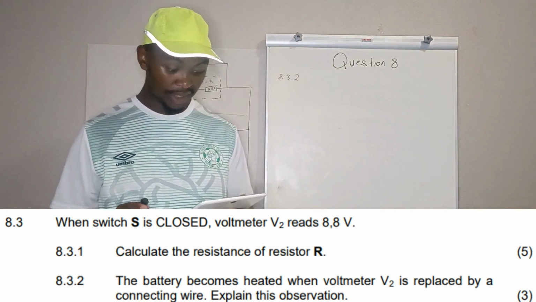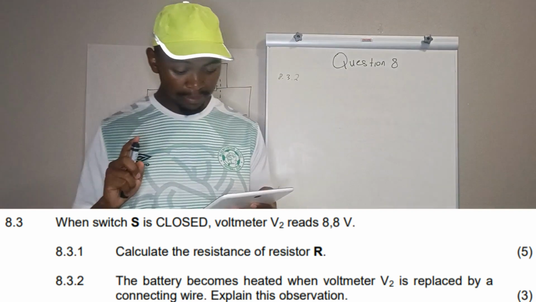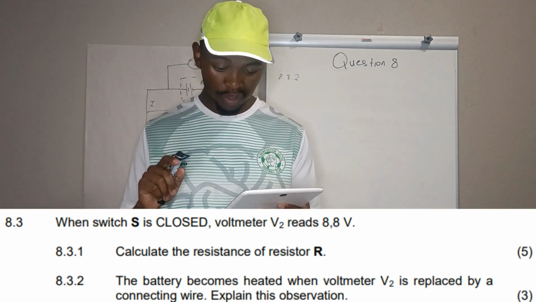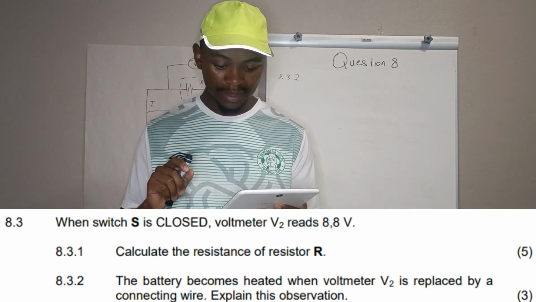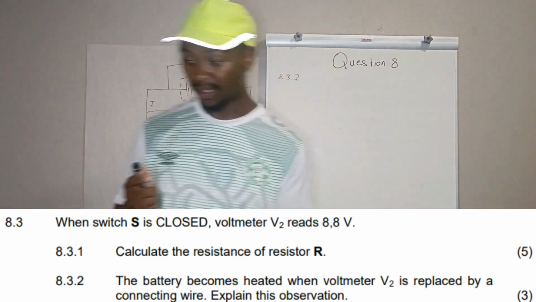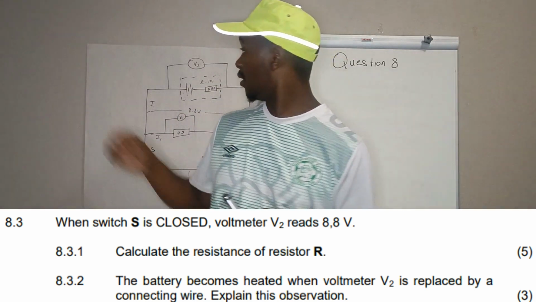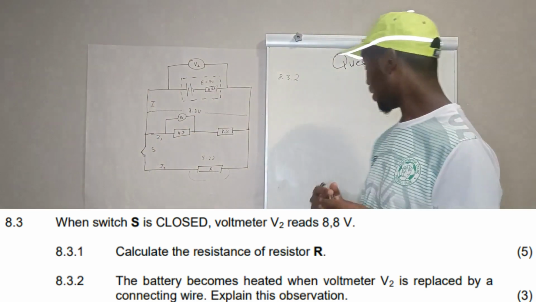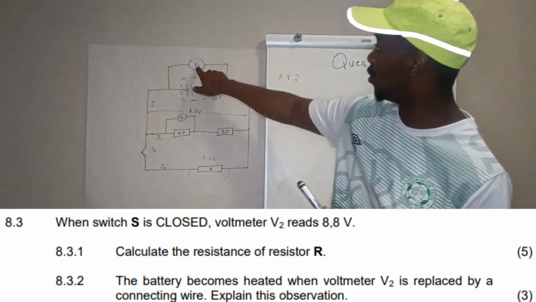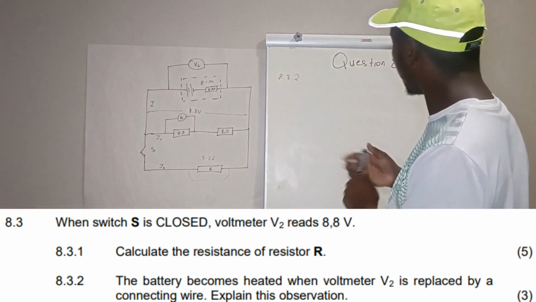Alright, so the last question is asking us, they are saying that the battery becomes heated when voltmeter V2 is replaced by a connecting wire. Explain why this is happening. Okay. Let's first draw the new circuit in here. They are saying V2 is replaced by a wire, and they are saying the battery is heating up.